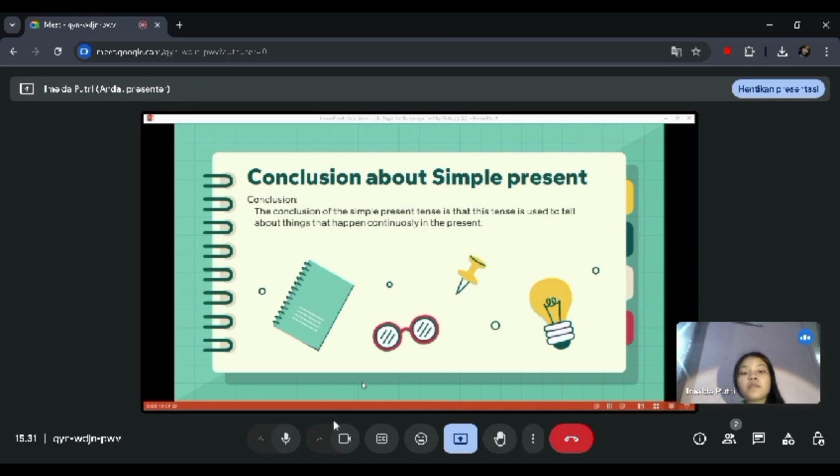Conclusion about the simple present. The conclusion about the simple present tense is that this tense is used to tell about things that happen continually in the present.